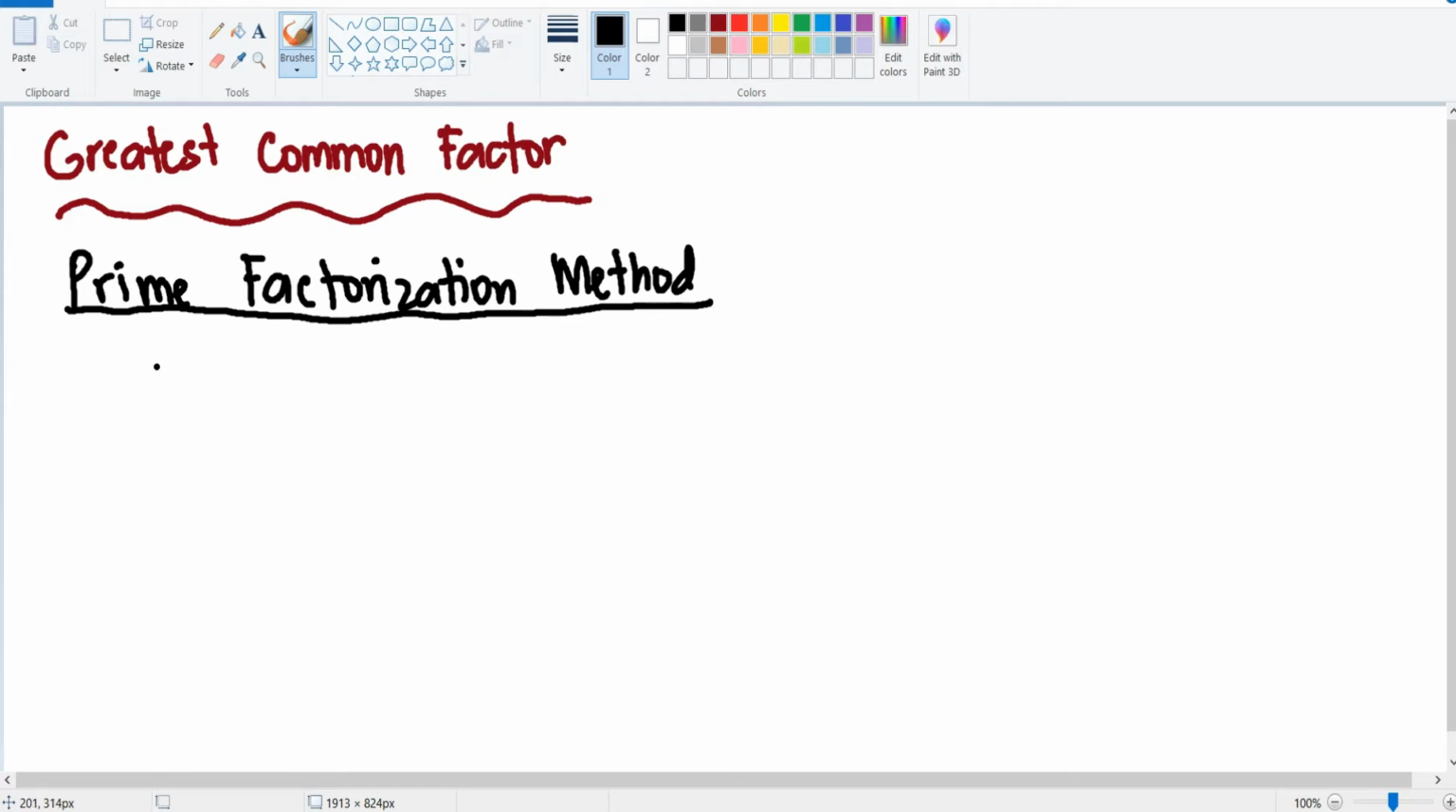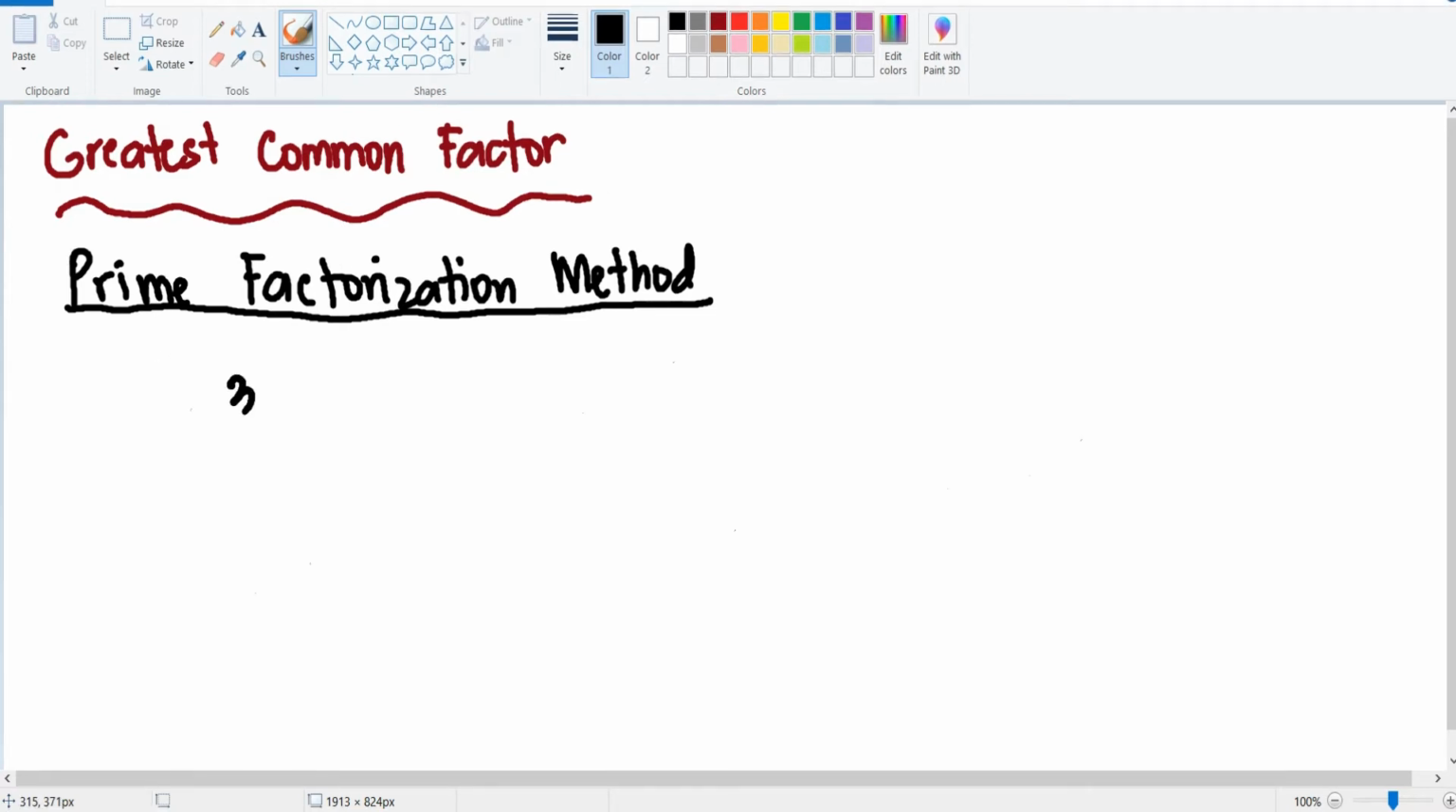Okay, let's have an example. So for example, we have 30 and 45. Now we have to look for two numbers that if we multiply, the answer should be 30 and 45. So let's start with 30 first. So we have 3 times 10. You can use other numbers than 10. 3 times 10. Okay, so 3 is already a prime number and 10 is still a composite number. So we have to look for the two factors of 10. We have 2 times 5.